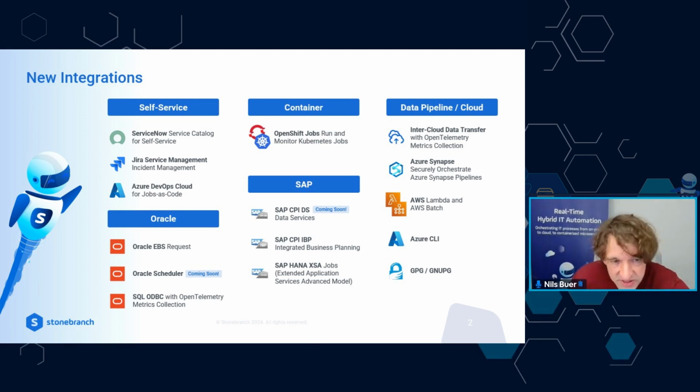Then I told you Azure DevOps has been improved, so you can now have Bitbucket Cloud and also Azure DevOps support in addition to GitLab and GitHub. We've done a lot on Oracle, so you can now run your EBS requests. We can schedule the Oracle scheduler, so you don't need to use cron notation anymore, and you can run your Oracle scheduler in real time.